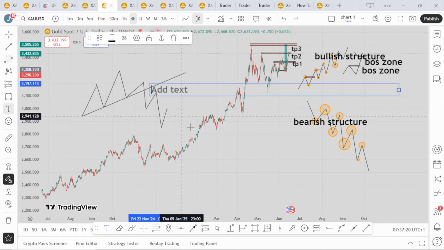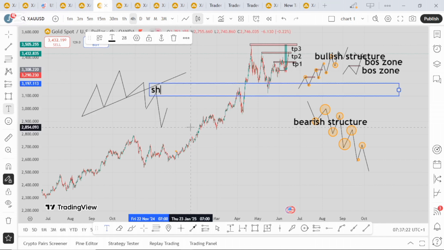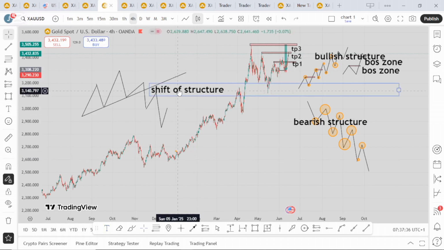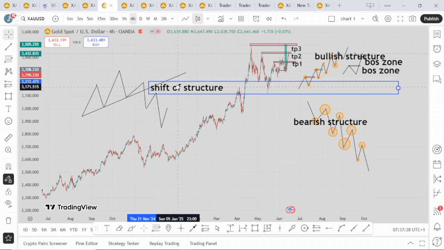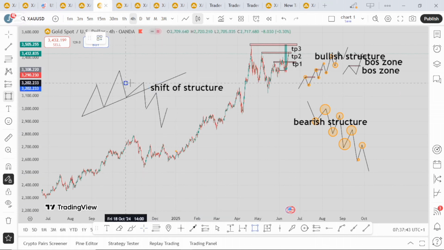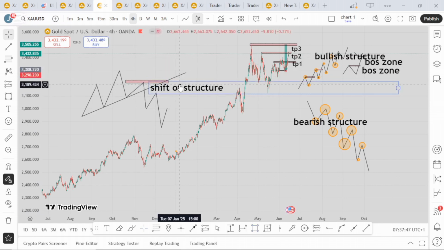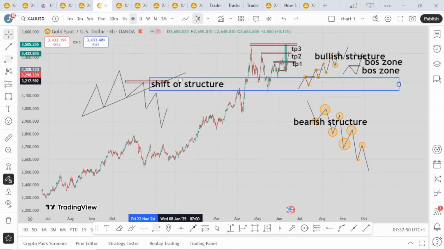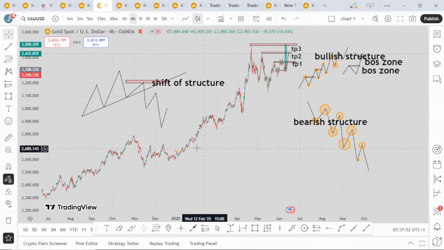This is shift of structure. From this zone here is where the shift of structure started. This guy here, because we are expecting price to print a higher high. So now this is what is called a shift of structure in the bullish scenario.